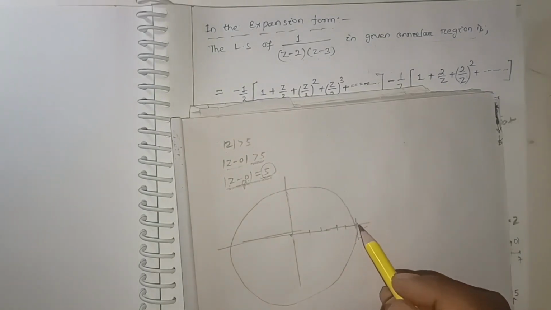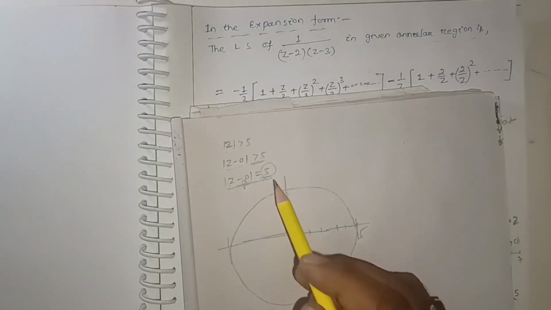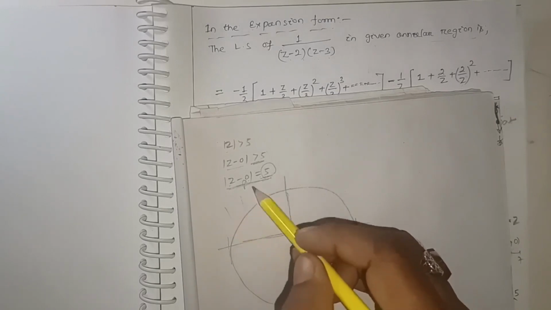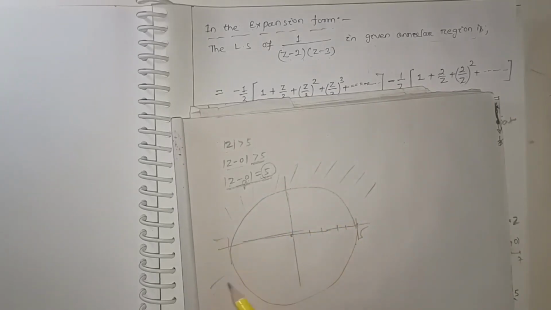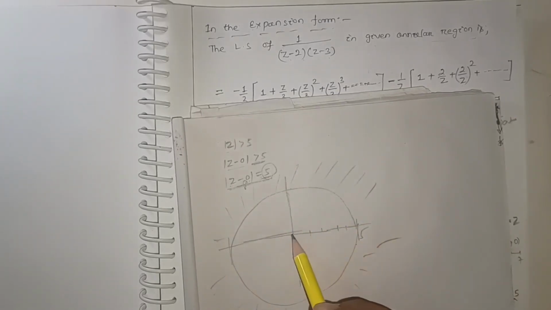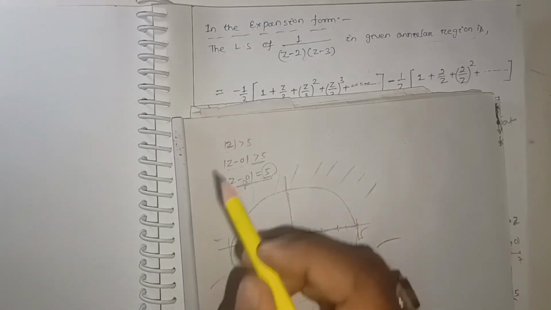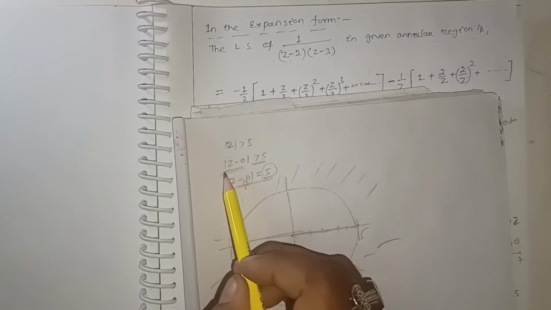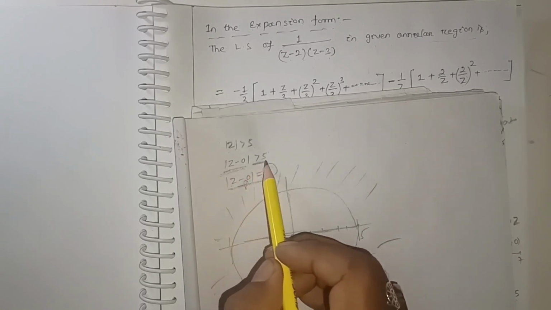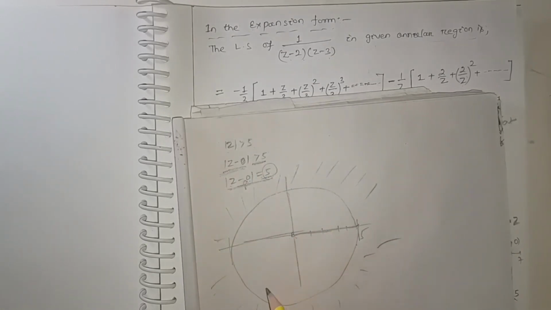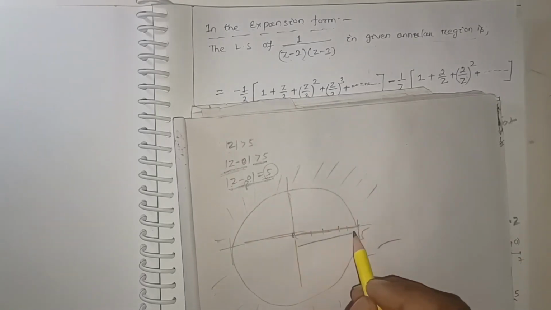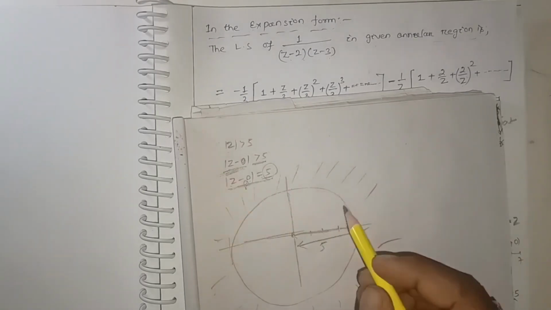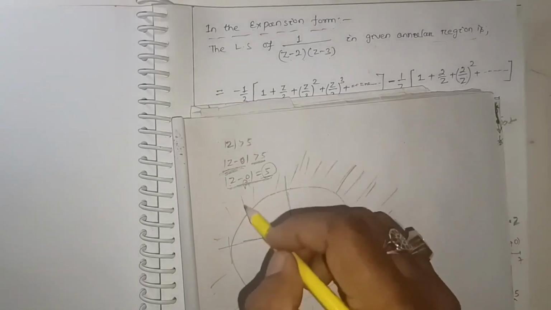Greater than 5 means we have to consider the region above this circle. That means this is a circle having radius 5. So this is the circle, but in the question it has been given that the region we have to consider is |z - 0| greater than 5. 0 is the center. This is the circle having radius 5, but the region is above this radius 5. We have to consider that region.